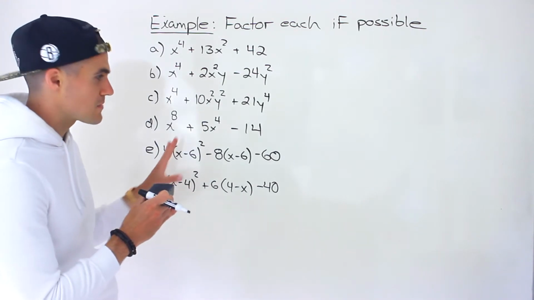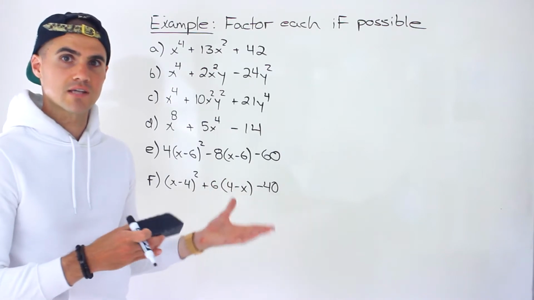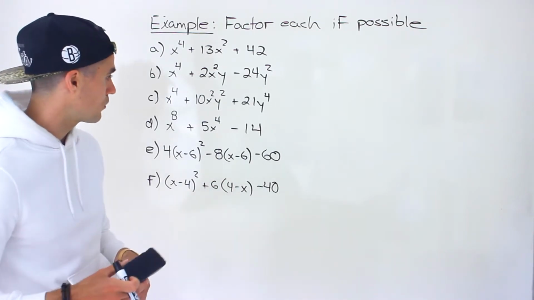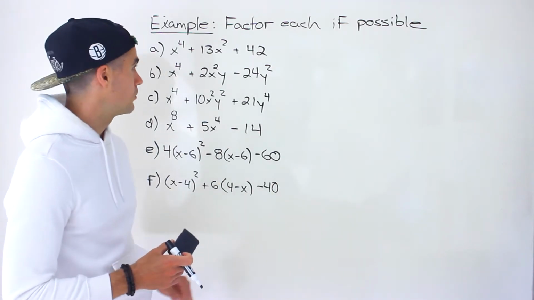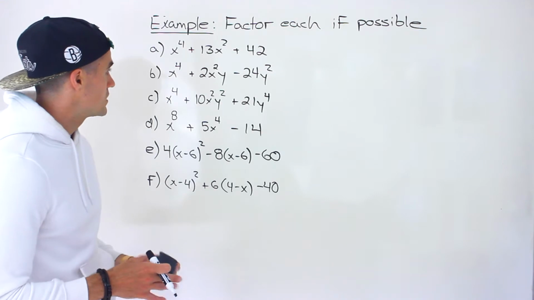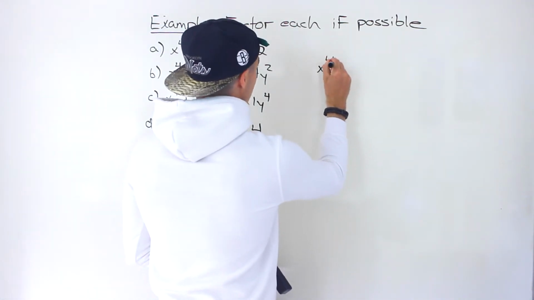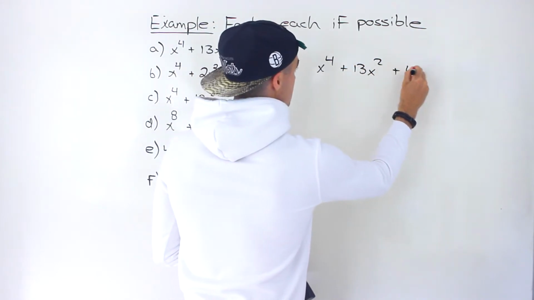These are sort of special cases that you may run into, and just in case your teacher puts them on a test or you get them on your homework, I didn't want you being totally thrown off guard. The same process is going to apply for all of these, so let's go through them one by one. The first one, we've got x to the 4 plus 13x squared plus 42.